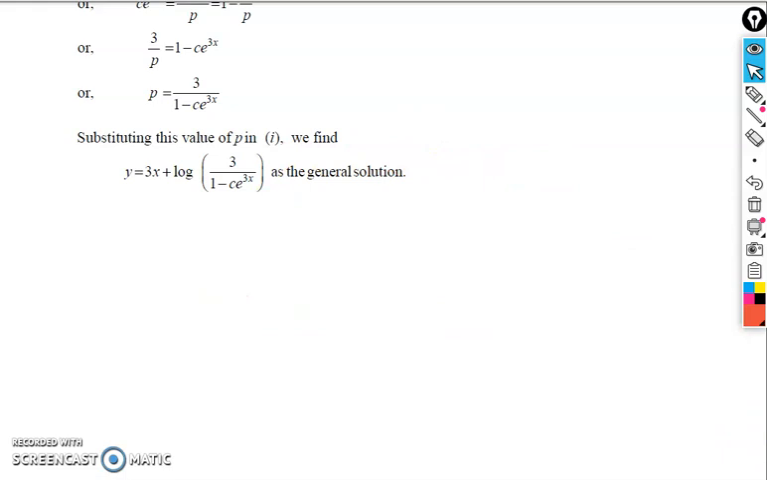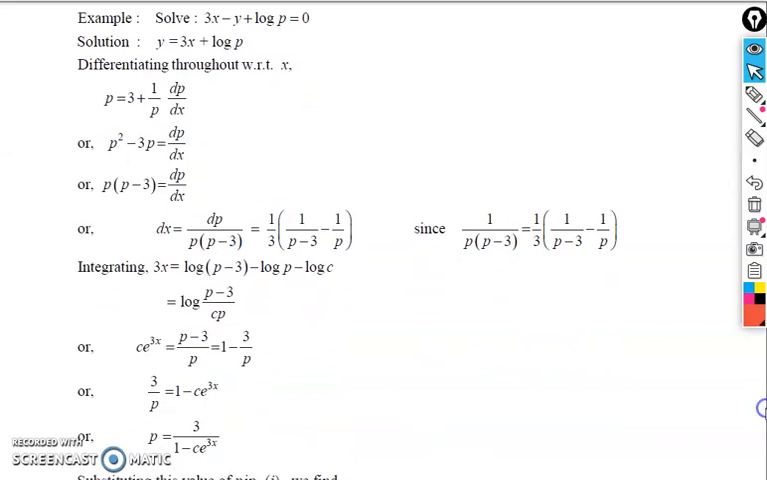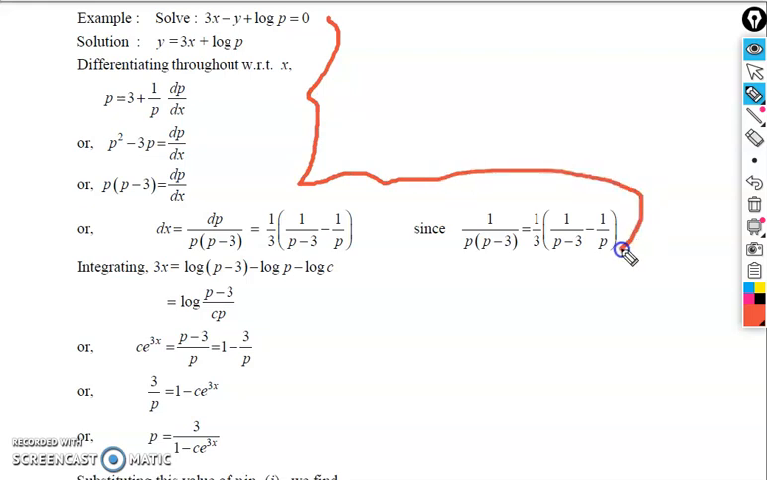The question is, can I solve this problem in any other method? Yes, you can solve this problem by another method also. So here we give another procedure.